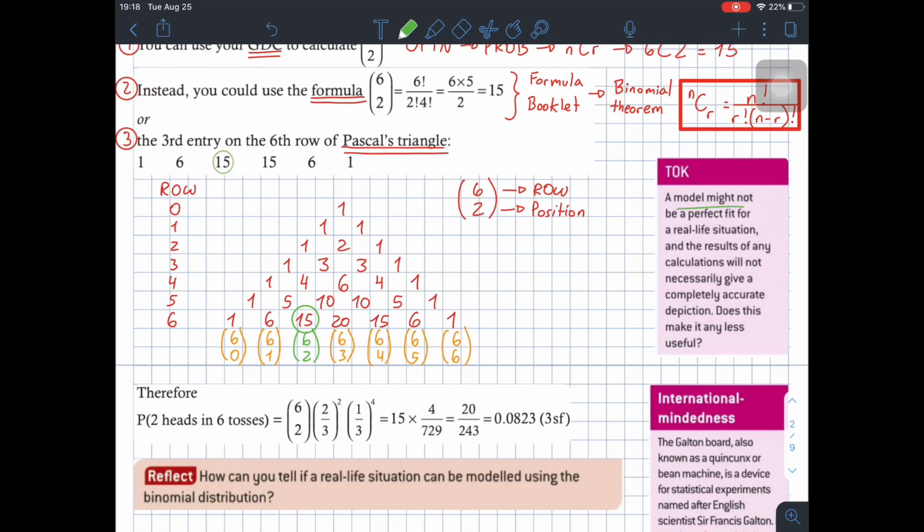Okay, so here's a 2K question for you to think about. It says, a model might not be a perfect fit for a real-life situation, and the results of any calculations will not necessarily give a completely accurate depiction. Does this make it any less useful? What do you think about that?